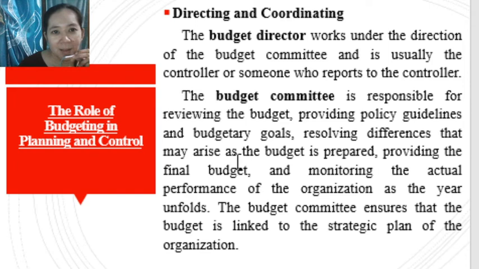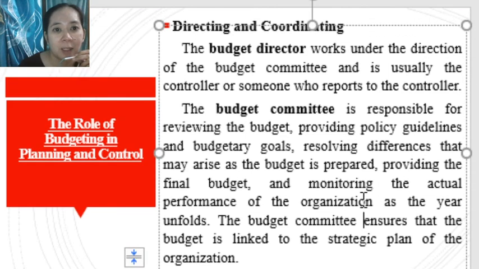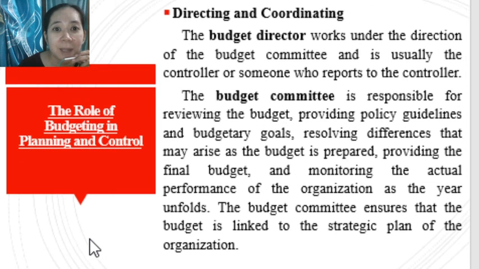Okay, so aside from the budget director, we also have the budget committee. So this budget committee is responsible for reviewing the budget, providing policy guidelines and budgetary goals. They also resolve differences that will arise as the budget is prepared. They also provide the final budget and monitor the actual performance of the organization as the year unfolds. So the budget committee also ensures that the budget is linked to the strategic plan of the organization.